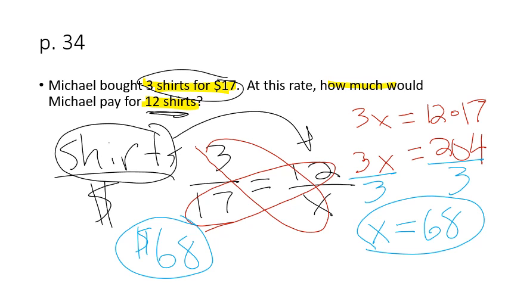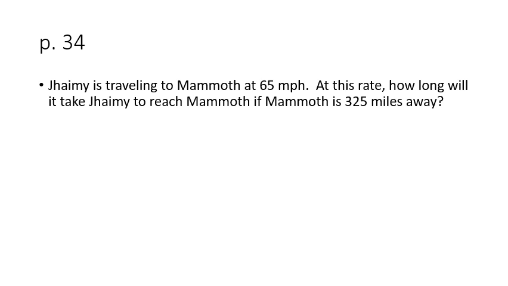And there's different ways to solve this. You could also just multiply by 4 on top and bottom to make an equal ratio. Okay, a couple more examples. One more on page 34. Jamie is traveling to Mammoth at 65 miles per hour. Okay, so 65 miles per hour.